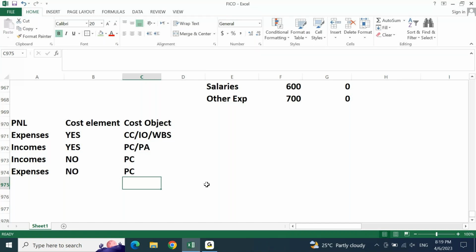Once you get this information, you are ready to upload your P&L accounts. In your P&L there are only expenses and incomes, because we are talking only about P&L accounts. After this, we will talk about balance sheet accounts. P&L is straightforward. Directly we can upload it.